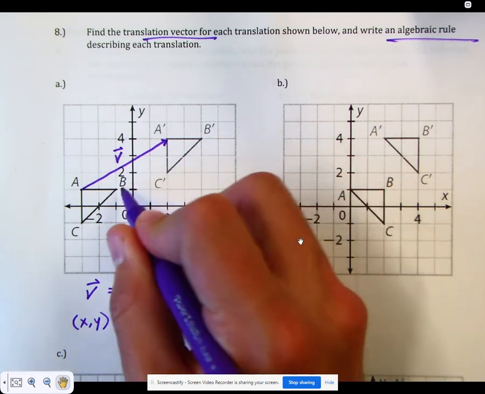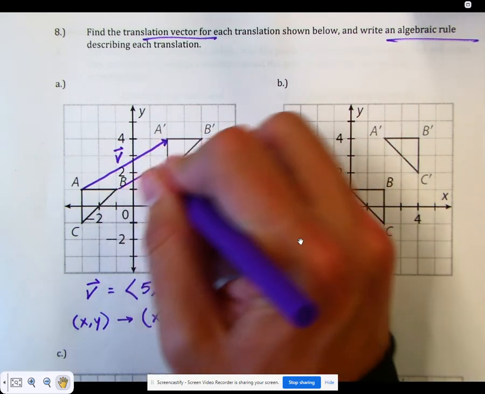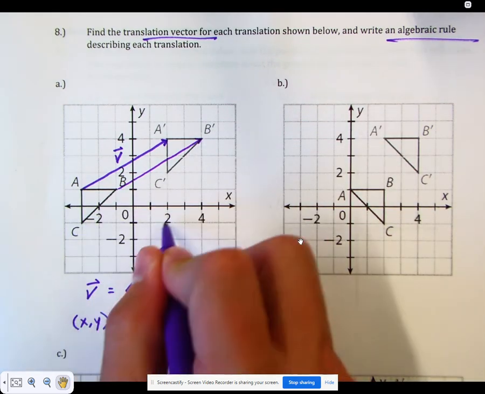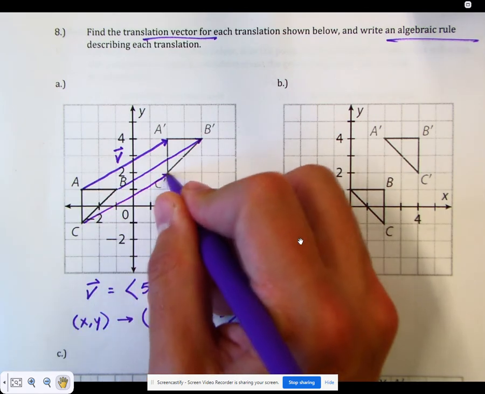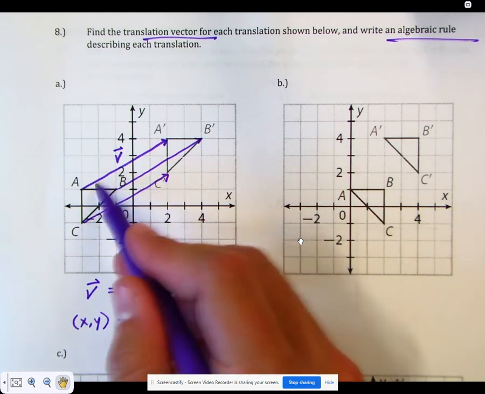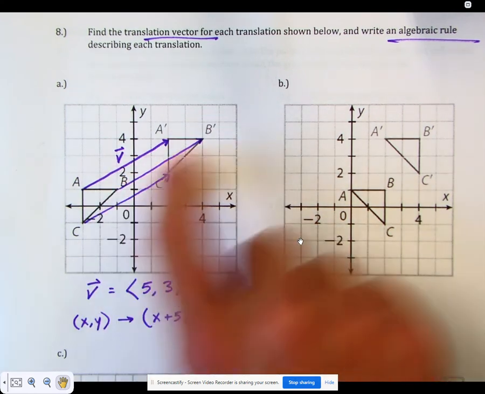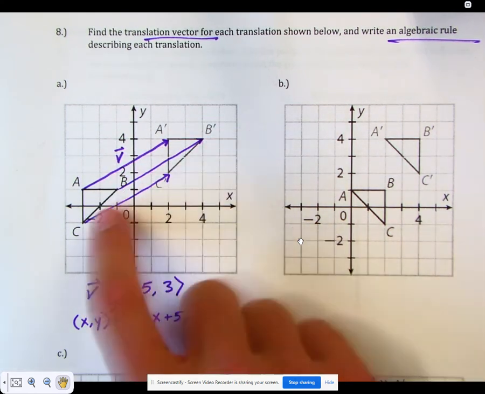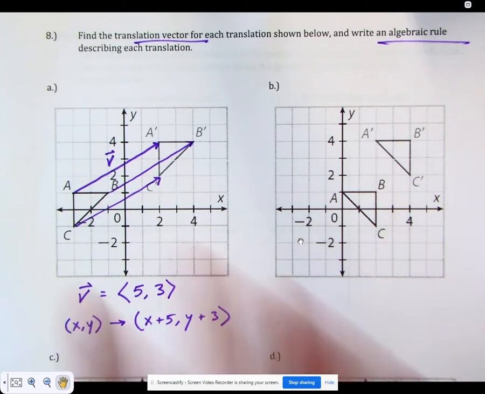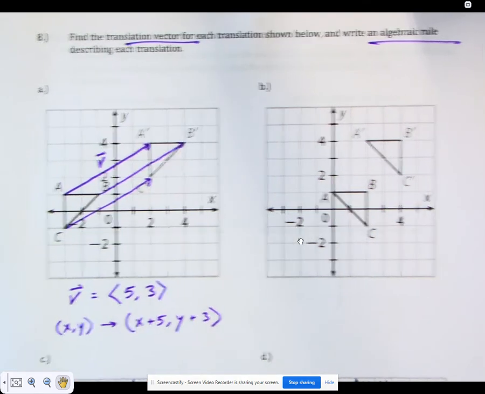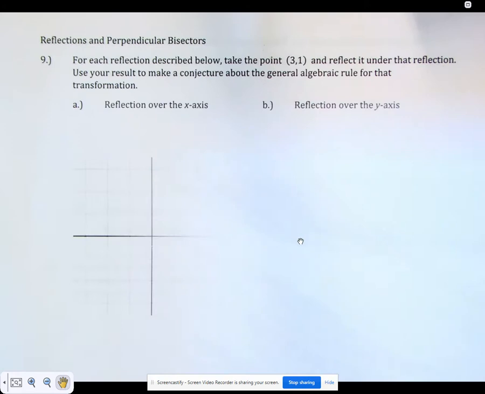From B to B prime is over 5, up 3. This is sort of the key feature of a translation. How about C to C prime? Again, over 5, up 3. So we can see it's the exact same vector movement every single time. So there you go. I hope that makes sense. That's all you've got to do for your answer. Draw the vector in. Draw it at least once. You don't have to draw all three of them, but it certainly helps make sure that you're not making any mistakes. So they should all be the exact same movement, over 5, up 3. Okay, so let's move on.